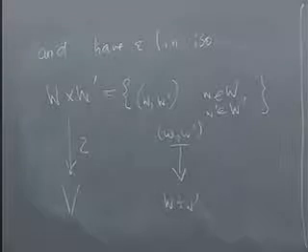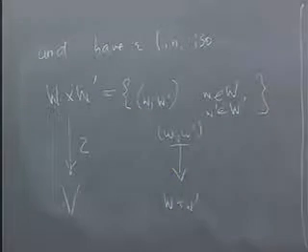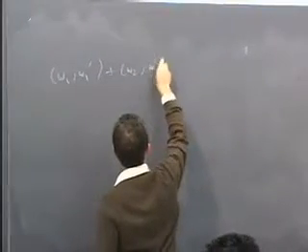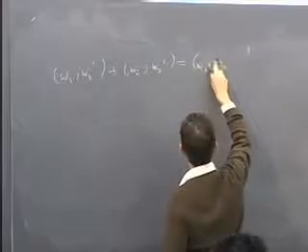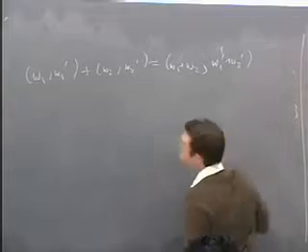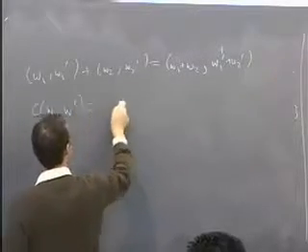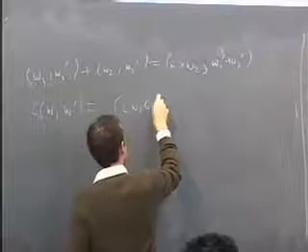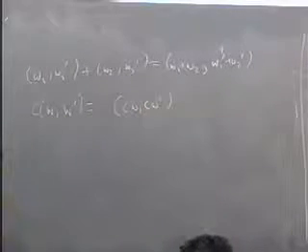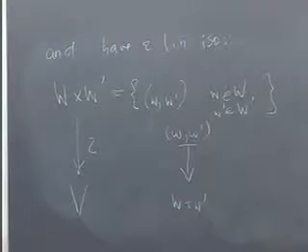So how do you add things in here? Well, you add them component-wise. So if I have W1, W1 prime, and W2, W2 prime, you just add these things: W1 plus W2, W1 prime plus W2 prime. And if I multiply by a scalar, C times (W, W prime), that's just CW, CW prime. So it's pretty apparent that this map here must at the very least be a linear transformation.